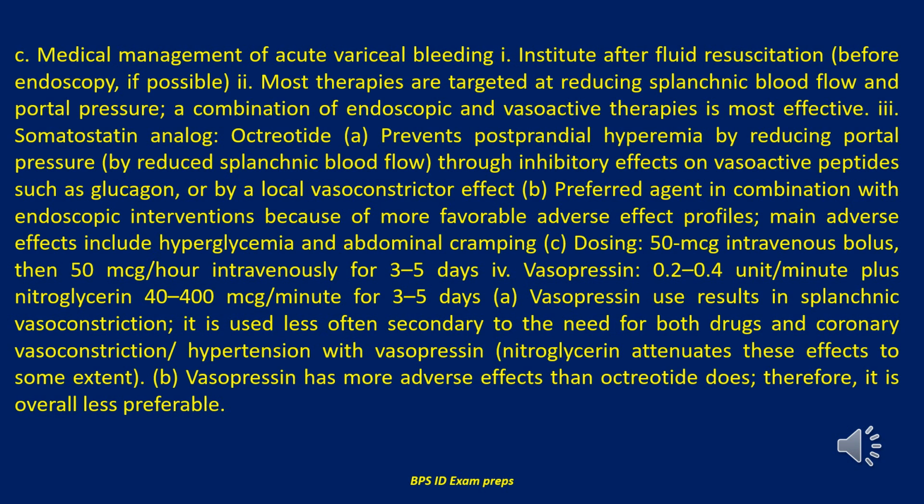4. Vasopressin is dosed at 0.2 to 0.4 unit per minute plus nitroglycerin 40 to 400 micrograms per minute for 3 to 5 days. Vasopressin use results in splanchnic vasoconstriction. It is used less often secondary to the need for both drugs and coronary vasoconstriction or hypertension with vasopressin. Nitroglycerin attenuates these effects to some extent. B. Vasopressin has more adverse effects than octreotide, and therefore, it is overall less preferable.